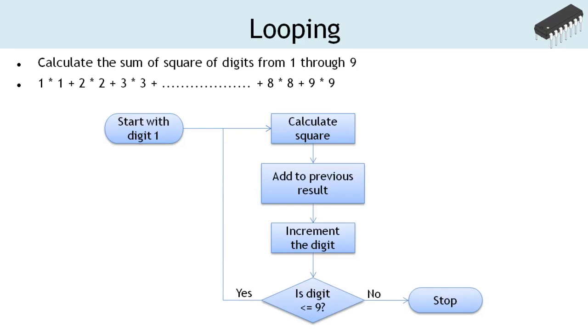The steps of calculating the square, adding the result of this step to the previous step, and checking if you have reached the digit 9 need to be executed repeatedly. The logic can be implemented using a loop to calculate the sum. Let's see how this can be implemented in a C program.